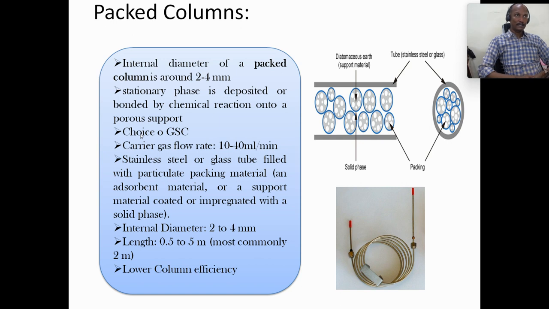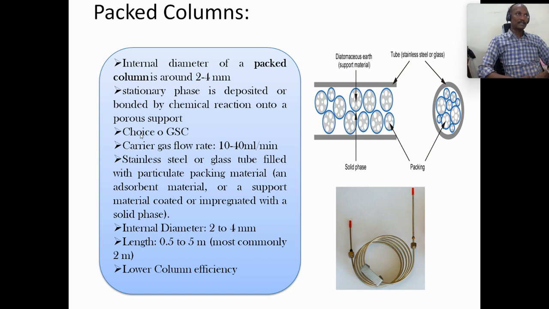Here, one more important aspect is the choice of gas solid chromatography. And one more important thing is the carrier gas flow rate, which is 10 to 400 ml per minute. Generally, a stainless steel or glass tube is filled with particulate packing material, an adsorbent material or a support material coated or impregnated with a solid phase. The internal diameter of 2 to 4 mm is widely used. The length is 0.5 to 5 mm.